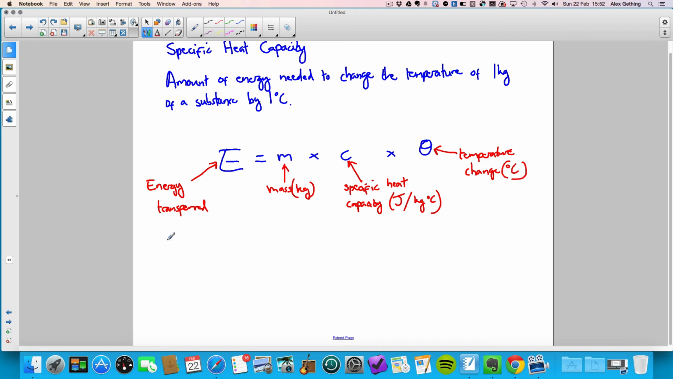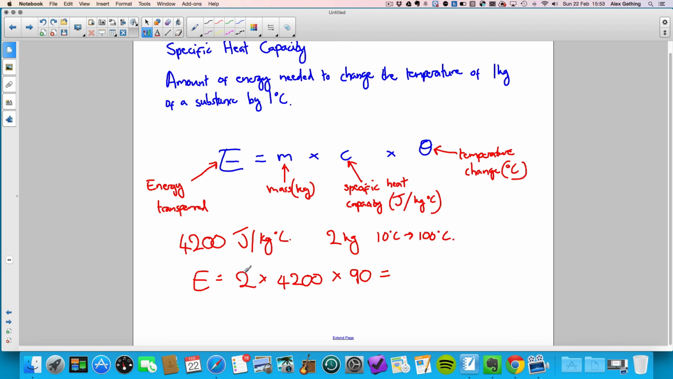The specific heat capacity of water is 4,200 joules per kilogram per degree C. And the question is, how much energy is transferred or is needed to heat 2 kilograms of water from 10 degrees up to 100? So I want to take it up to boiling point. How much energy will I need to do that?